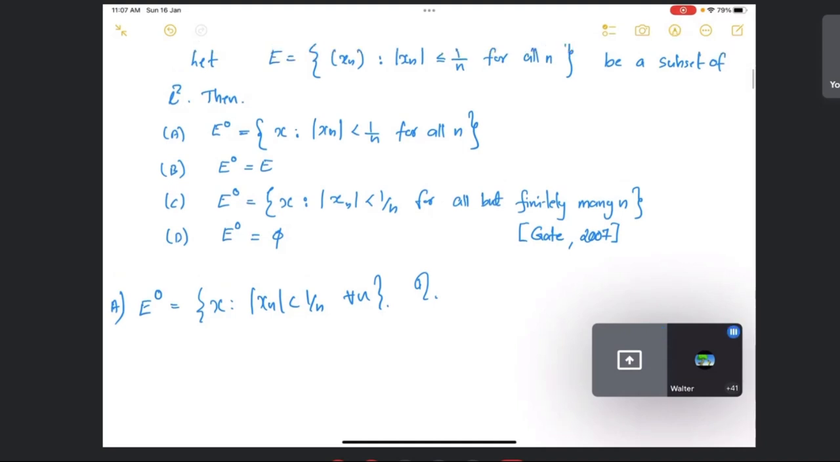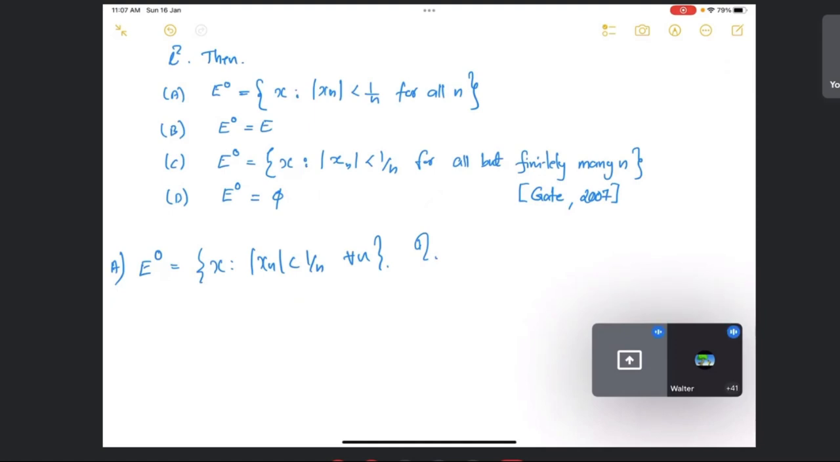No, sir. Because if I consider 1 by n itself. Okay. Sorry, which sequence? You said 1 by n? Yes, 1 by n. Okay, 1 by n is not there in E naught. 1 by n is not in E naught, but it should be, because the summation of 1 by n square is finite, so it belongs to L2. But what is the definition of an interior point? But we consider a sequence less than 1 by n that converges to 1 by n.